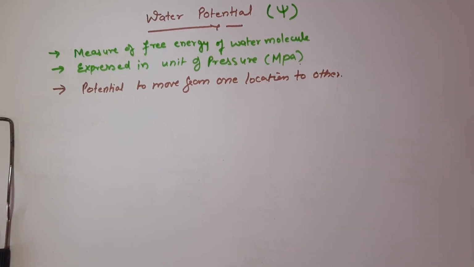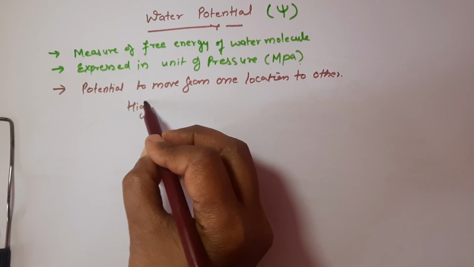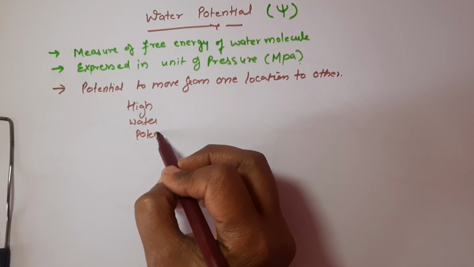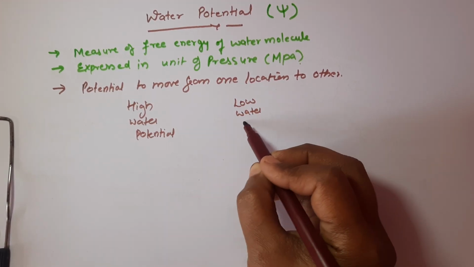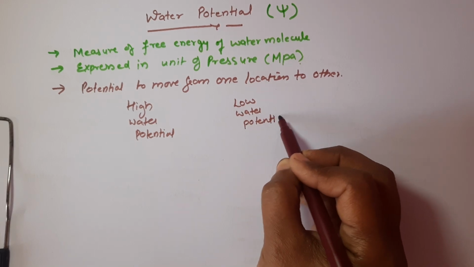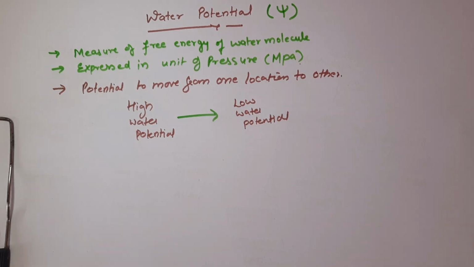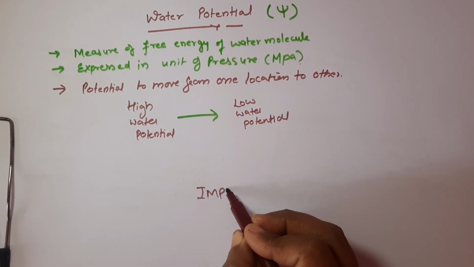In general, water has the tendency to move from the region of high water potential to the region of lower water potential. We know this already: if there is a high water potential and a low water potential, then the water will move from high to low only. This is a fundamental principle that drives water transport in plants. I hope the definition is clear to you.